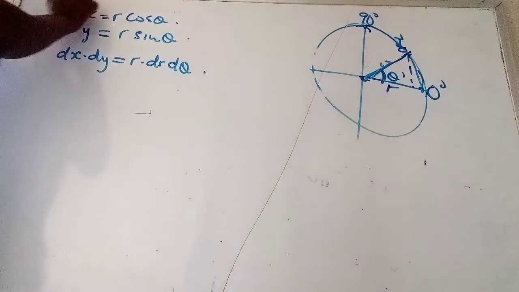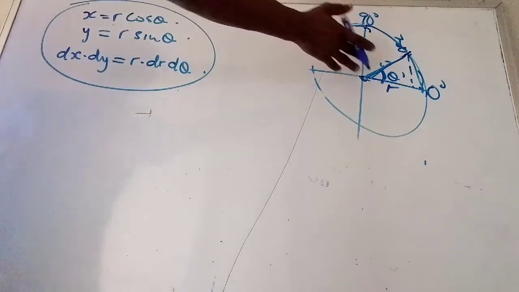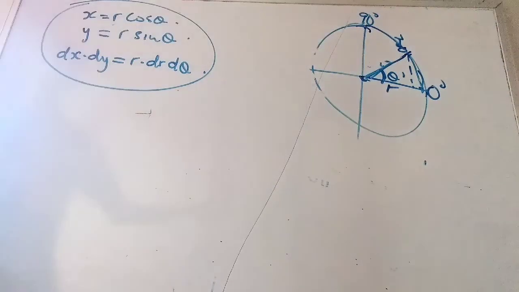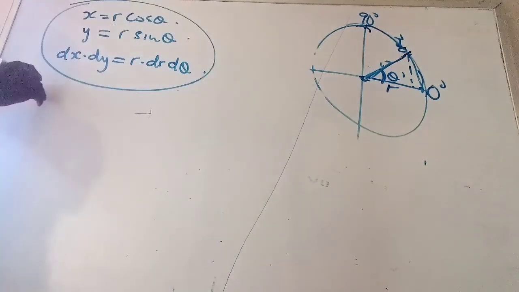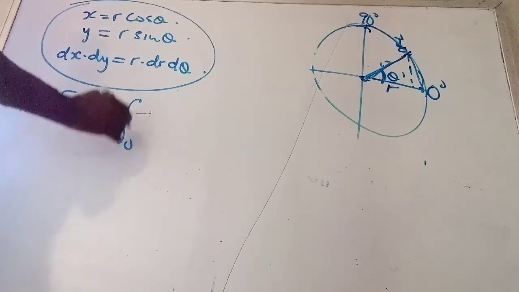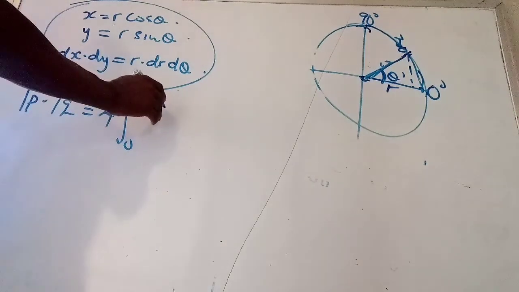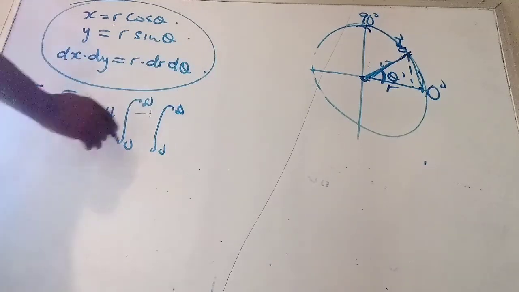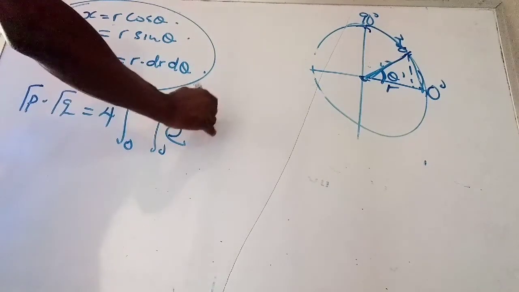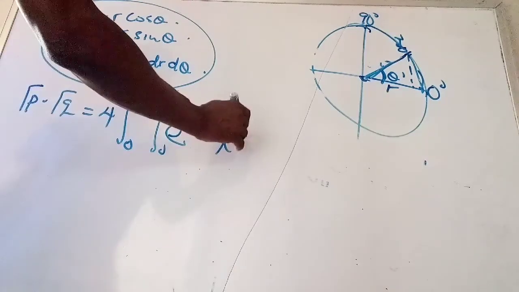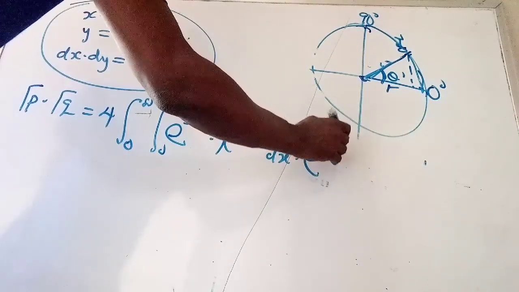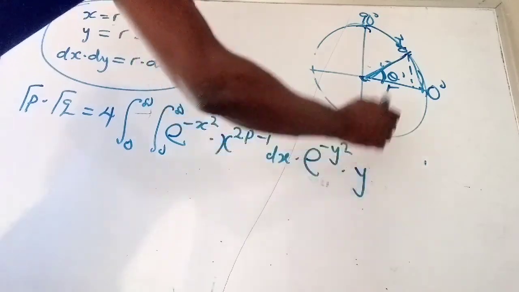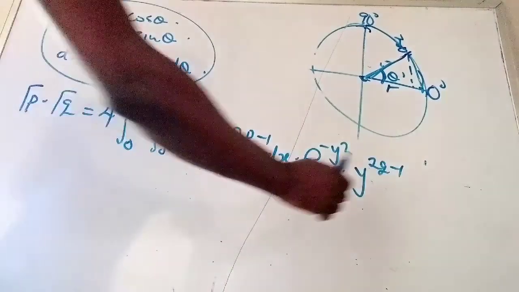So this is the conversion of the Cartesian form to polar form. Now, going back to the last expression written, gamma of p times gamma of q equals 4 integral 0 to infinity, double integral e to the negative x squared times x to the power 2p minus 1 dx, times e to the negative y squared times y raised to the power 2q minus 1 dy.